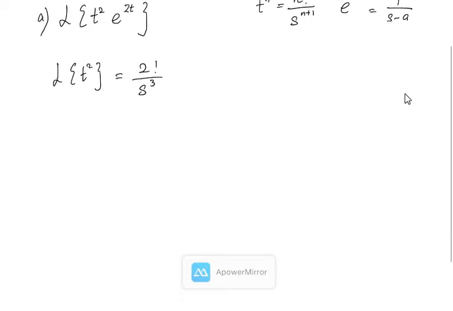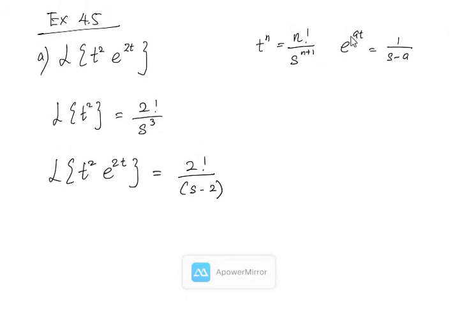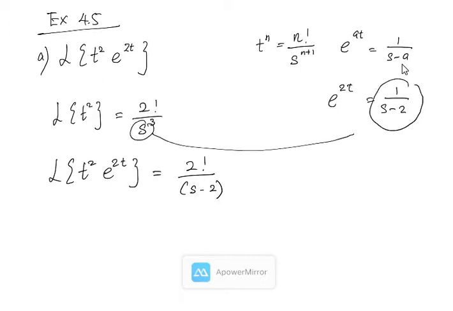This means that the Laplace transform of t squared exponent 2t will be equivalent to 2 factorial over s power of 3, where the s I substitute with s minus 2. The exponent at gives 1 over s minus a, so if I have exponent 2t, this means I have 1 over s minus 2. So I substitute the s with s minus 2.